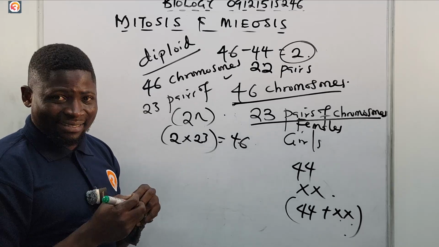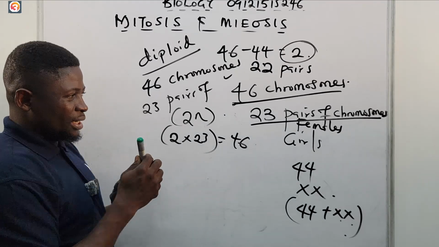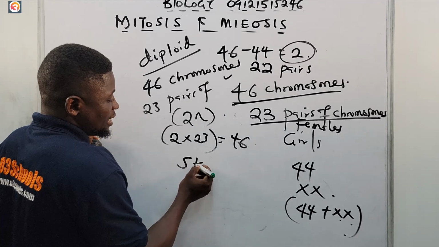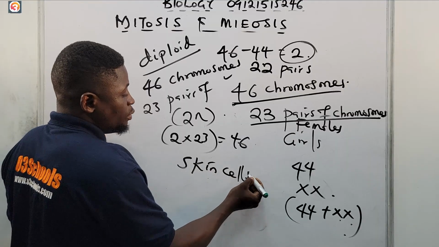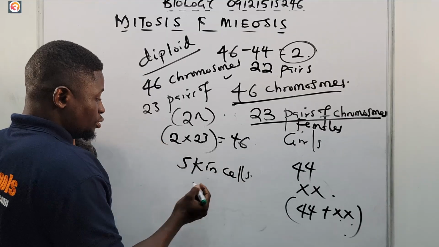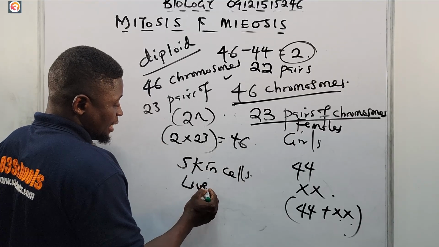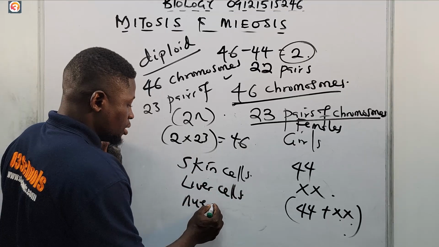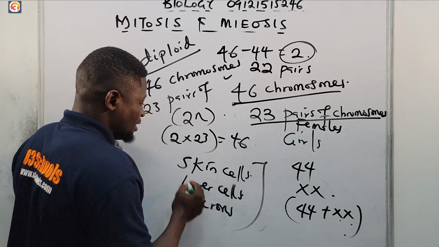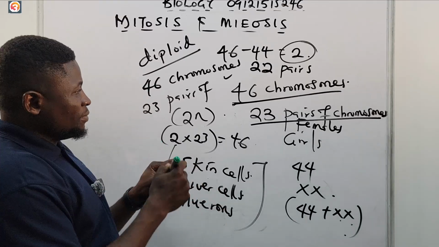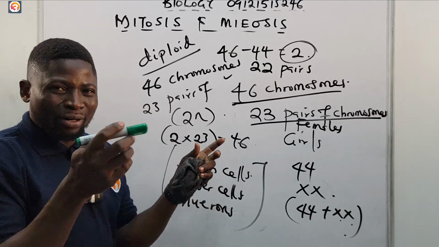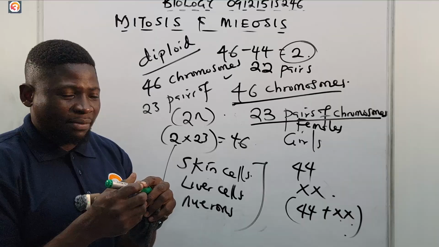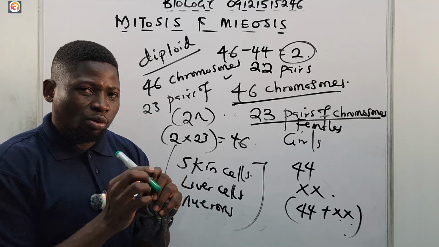Examples of cells that are diploid include the skin cells. They have 46 chromosomes. Our liver cells, even our neurons, have 46 chromosomes. So these are all somatic cells. They are our body cells, and they have 46 chromosomes.